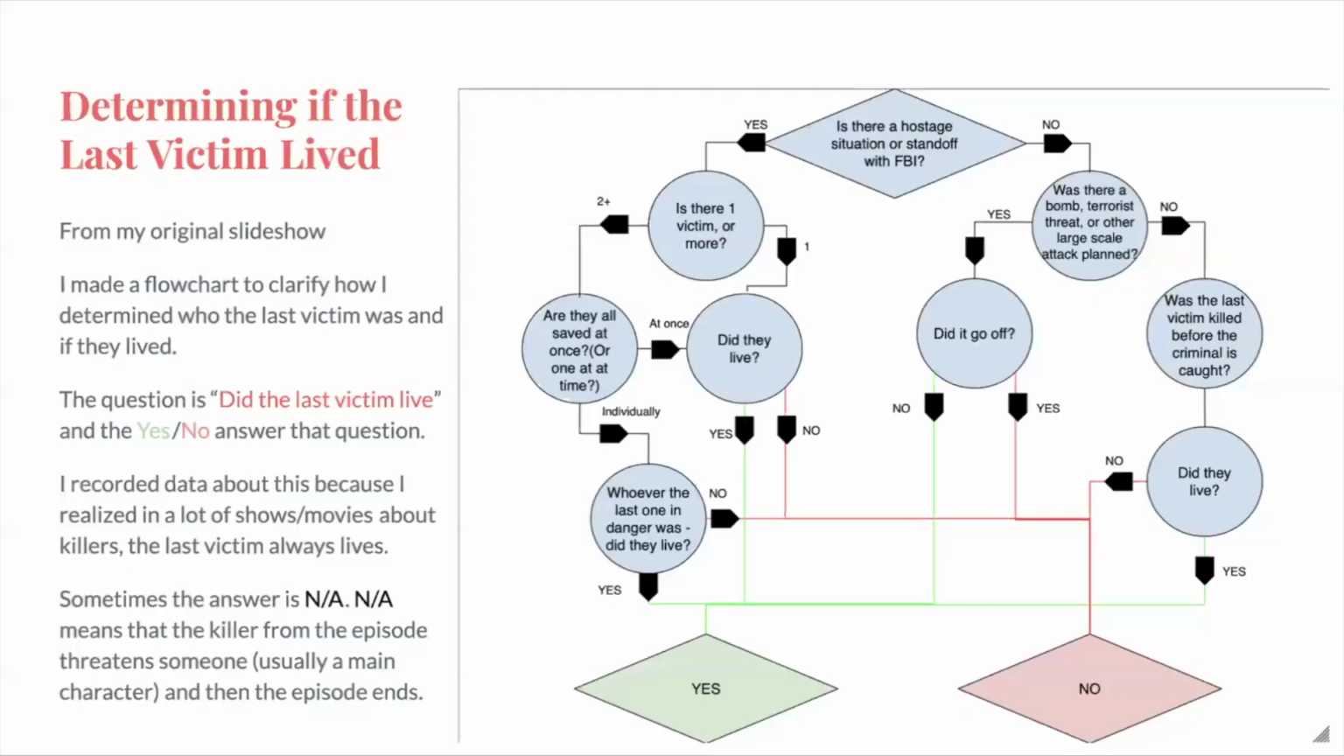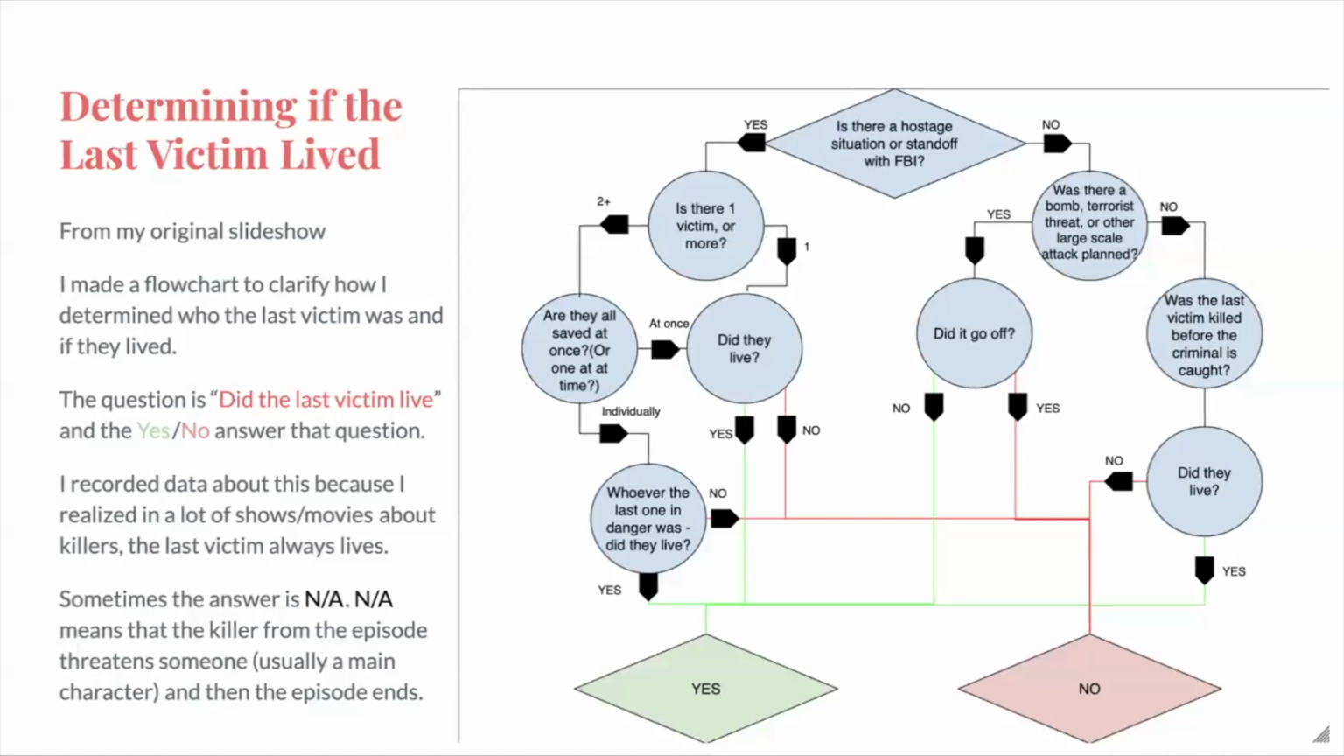This is something I recorded in the original run because oftentimes you see a movie with the FBI or police characters and a serial killer, and there's someone that they abduct to kill or try to kill, and the FBI, police, they always get there at the last possible moment to save the victim. And so that's why I made this flowchart to show how I decided if the last victim lived or not.